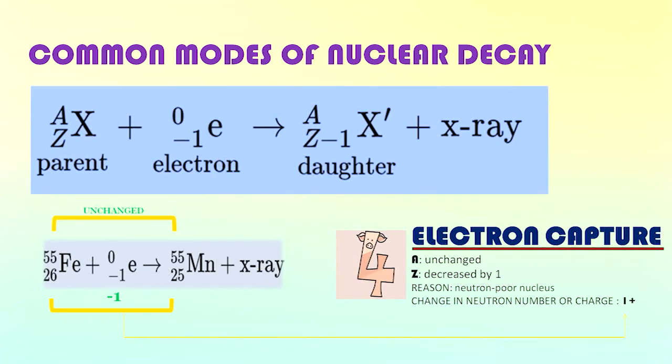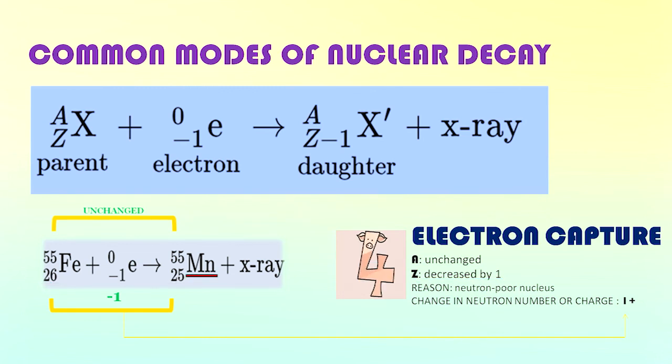The next one is electron capture. If an element gaya ng iron undergoes electron capture, walang nagbabago sa atomic mass nito. Same pa rin, 55 pa rin. Pero ang atomic number is decreased by 1, kaya from 26 naging 25 na lang. E ano ba ang pang 25th na element?